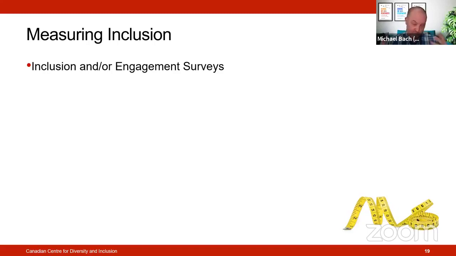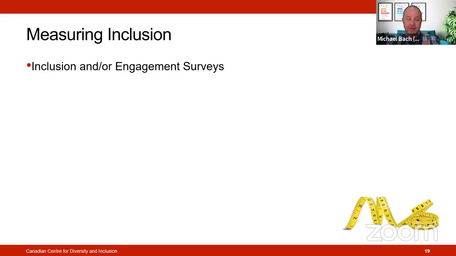Conducting an inclusion survey or an engagement survey, they are not the same thing. Engagement surveys tell you how people feel about their work, how committed to their work they are. Inclusion surveys tell you how people feel about working for your organization. Do they feel included? The important thing about both inclusion and engagement surveys is that you look at the data through the demographic lens.